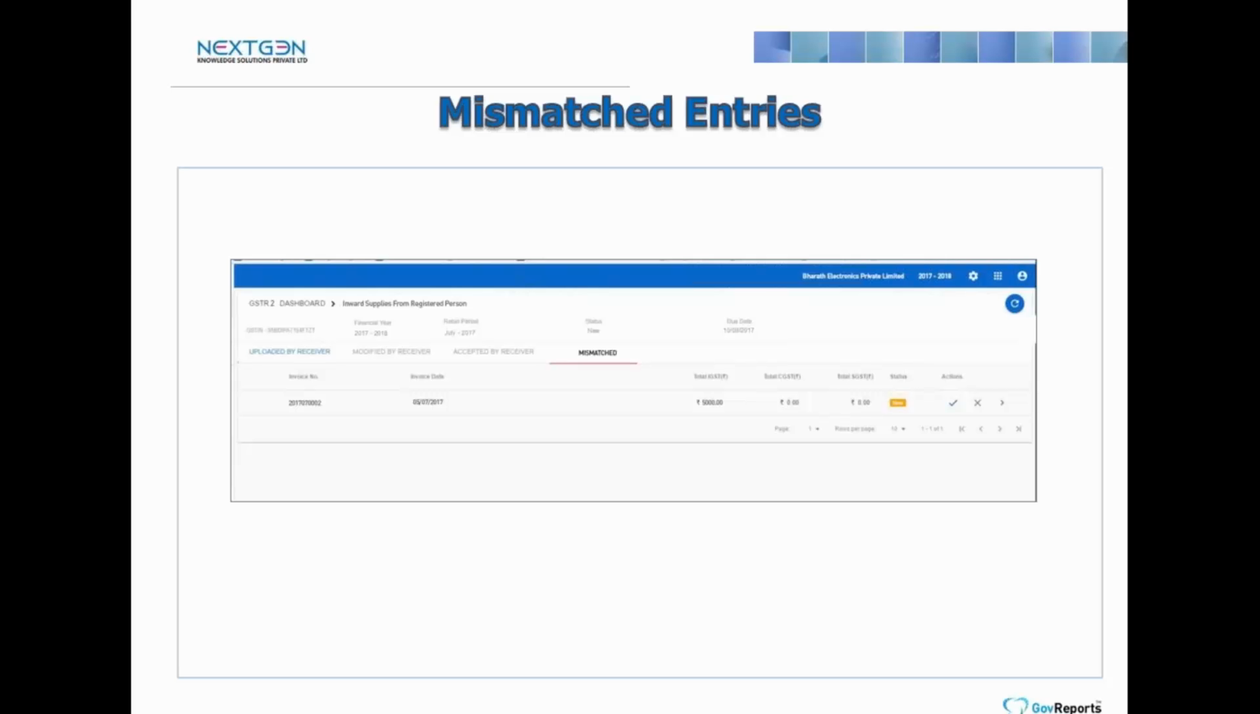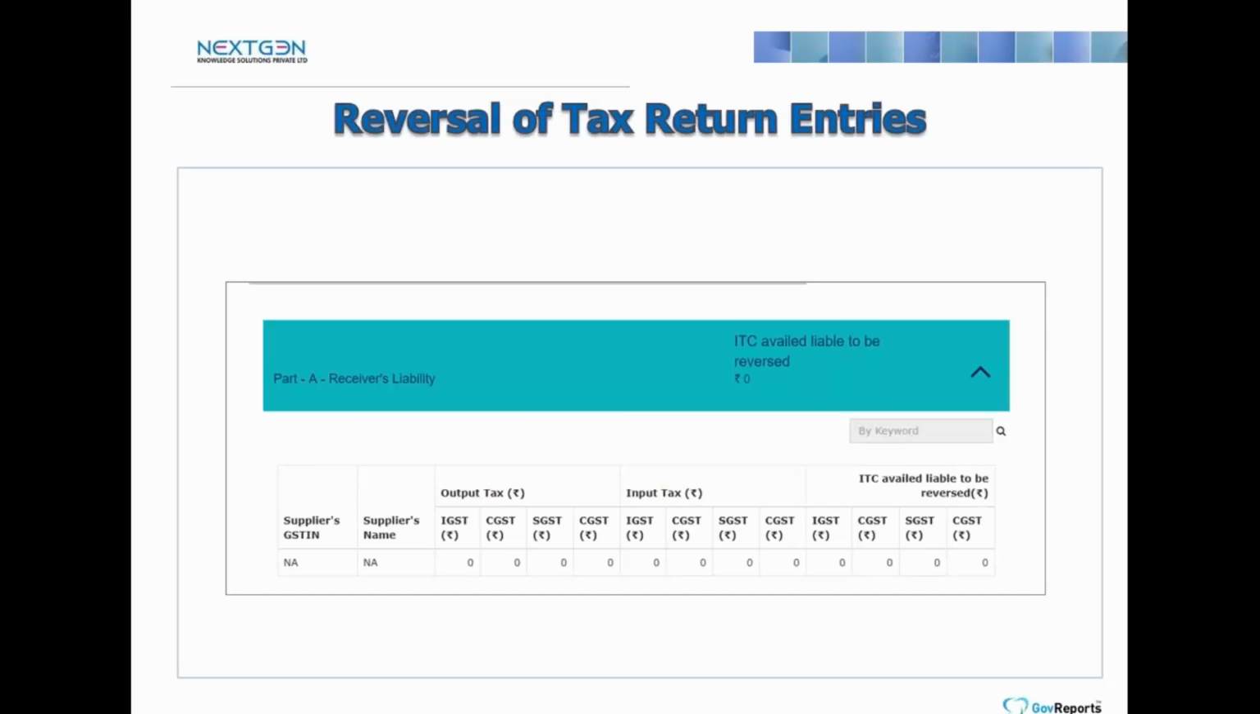Now, based on this report, individual mismatch entries can be segregated. So for example, on your screen you can see one mismatch entry of a particular invoice which has a different amount from the receiver's point of view and the supplier's point of view. Now, the recipient will get the input tax credit based on the invoice data which is submitted to the GST portal.